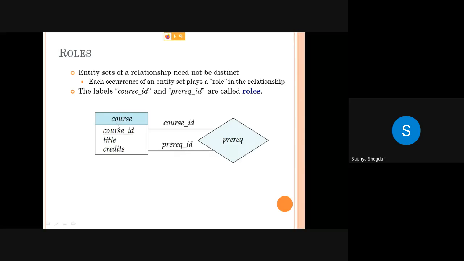Means this course relationship gives the course ID to the prerequisite, and again if there is another entity like the prerequisite course, then again we can use the prerequisite ID to describe that particular connection. Okay, so simply the role is nothing but the different function or operation performed by every entity in the entity set, and it is represented by just giving a label to the connection between the relationship set and the entity set.